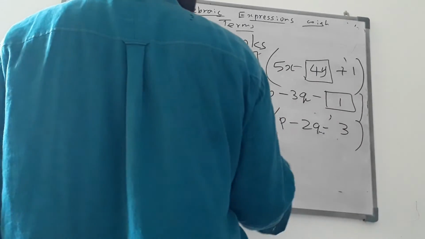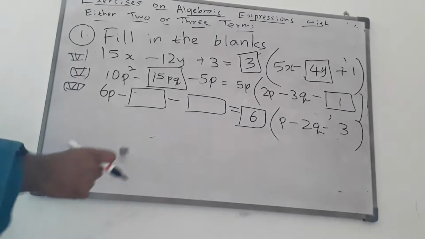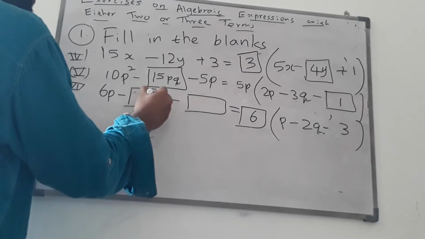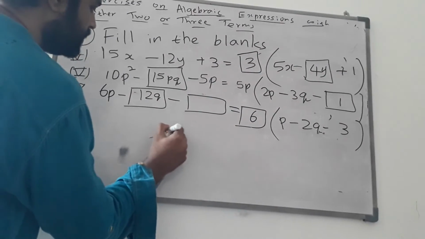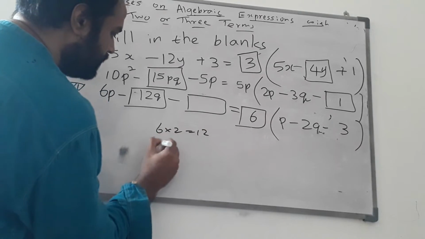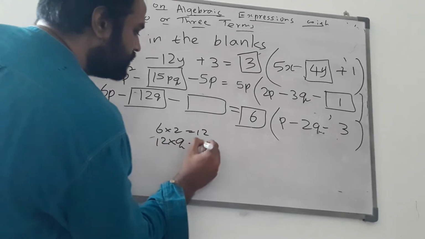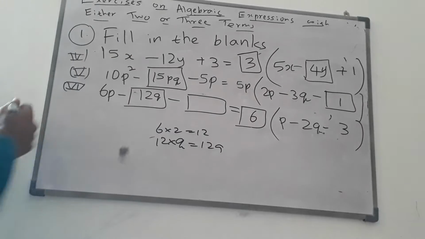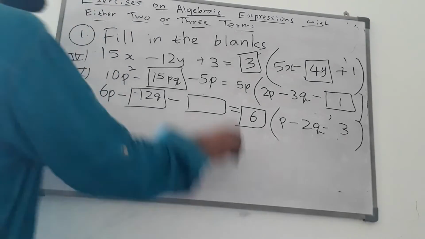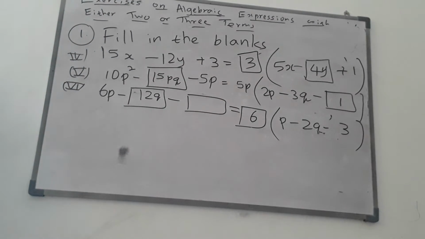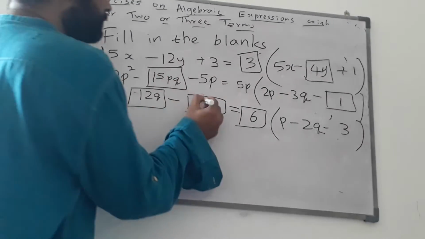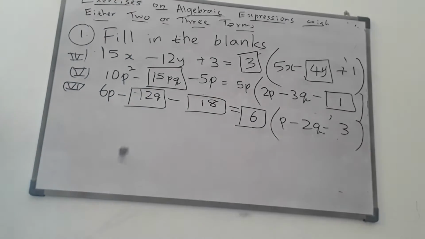Then 6 times 2 means 12. 12 times q means 12q. So 12q is there. And finally 6 times 3 means 18. So this will be 18. Keep in mind.